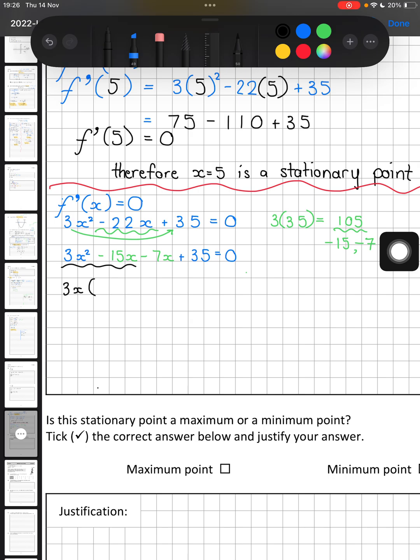So I take out what's in common, and then I say to myself, what does that need to multiply by to get me back up to what was up here? 3x times what gives me 3x squared? It's an x. And 3x times what gives me minus 15x? It's a minus 5. So that is me having used the highest common factor method with the first two terms.